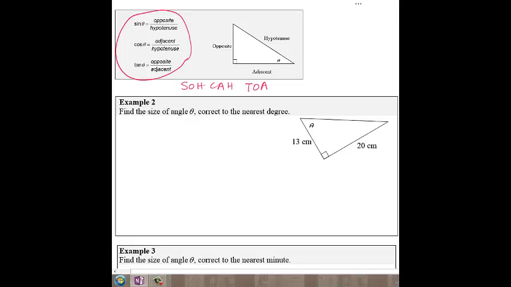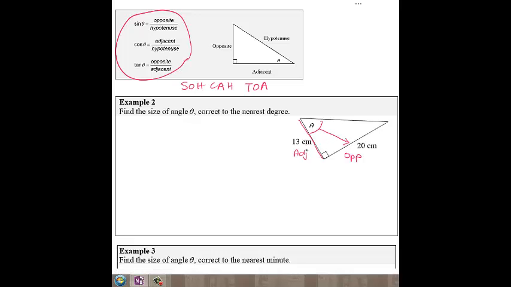Example 2 tells us to find the angle theta correct to the nearest degree. Before we begin solving for unknown angles, we always have to identify the two sides that we've been given. If I drew an arrow from the angle theta, it hits the 20 centimeter side, so that side represents the opposite side. This 13 centimeter side is right next to the angle, so it's the adjacent side. The hypotenuse has no information, so it's not useful for us.